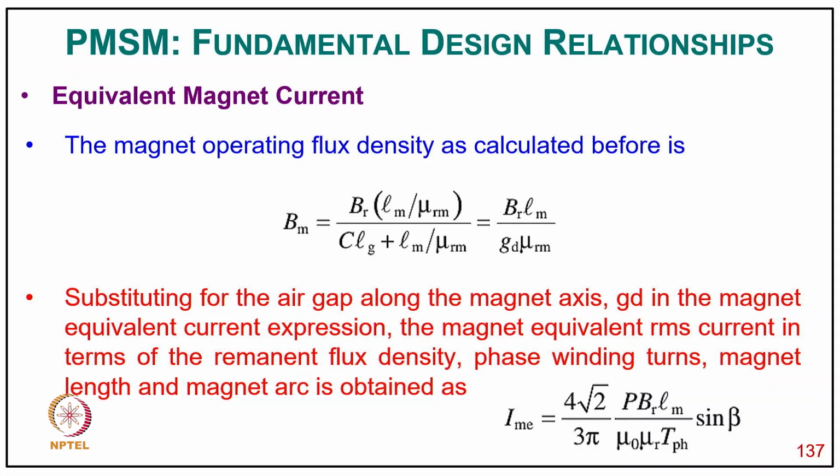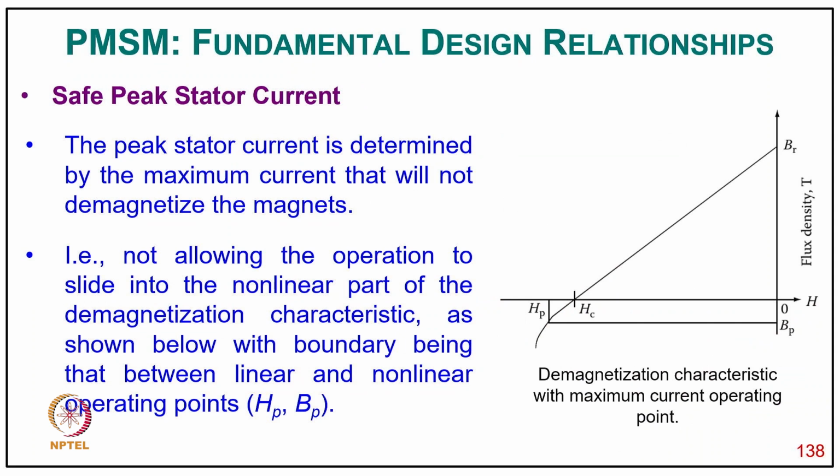So substituting for the air gap along the magnet axis GD in the magnet equivalent current expression, the magnet equivalent RMS current in terms of the remnant flux density, phase winding turns, magnet length, and magnet μR is obtained: Im equal to 4√2 upon 3π P Br Lm upon μ0 μR TPH into sin β.